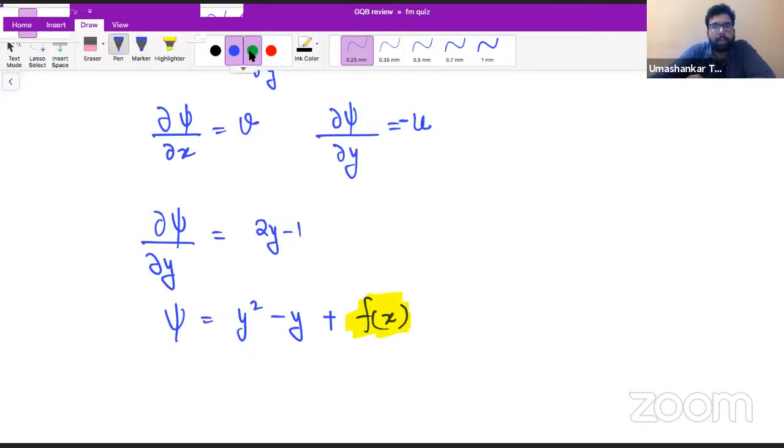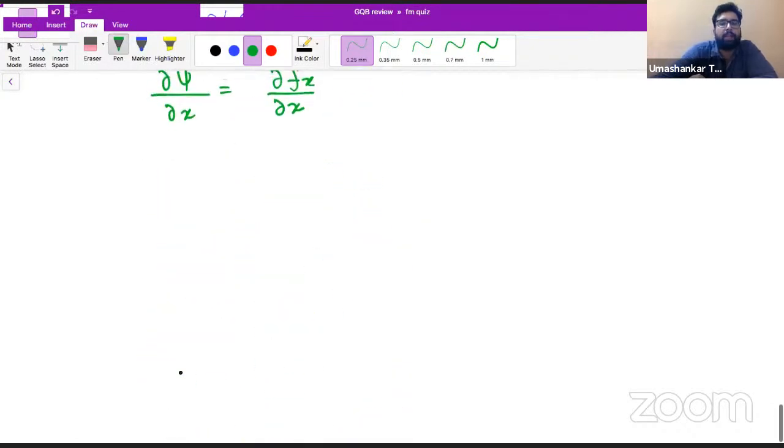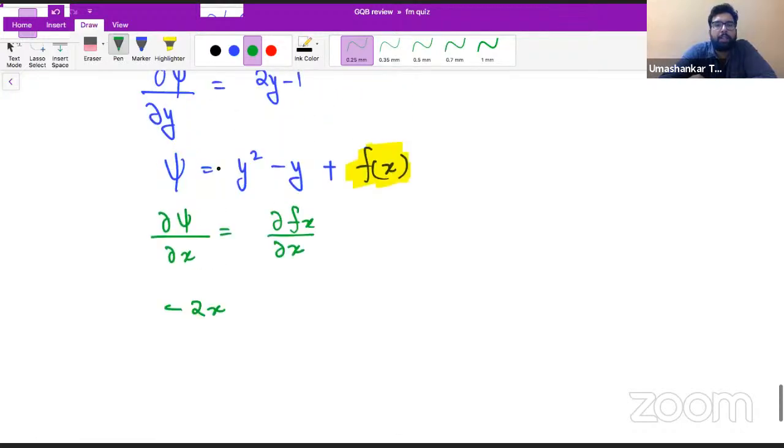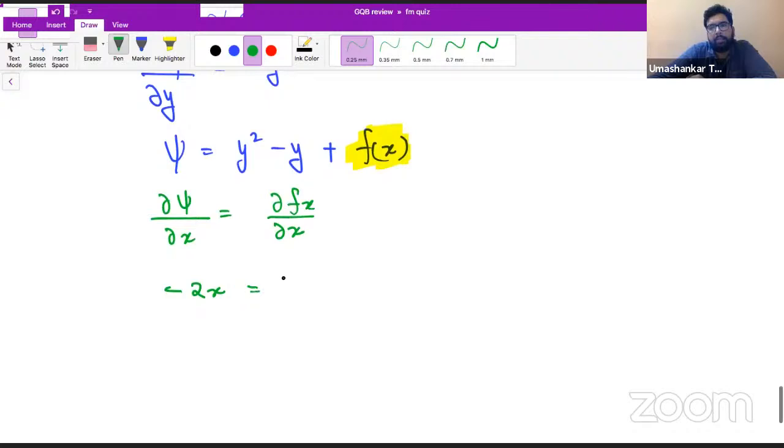Now to find the stream function, we have to first find this f(x) value, right? For that, we can differentiate this with respect to x. Now if we differentiate it with respect to x, we'll be getting this value. Now if we put the value of del psi by del x, which is v, so v is minus 2x. So just putting the value of del psi by del x here, it is minus 2x and it is del f(x) upon del x. Now we can integrate this equation.